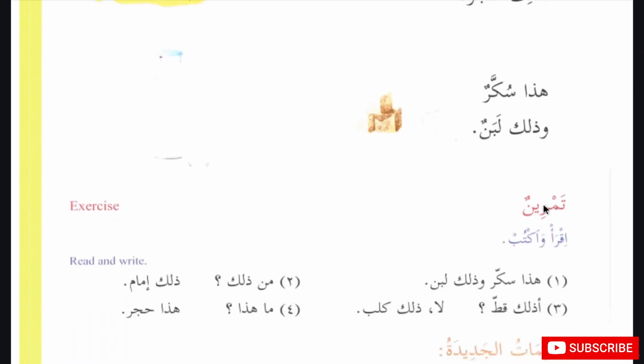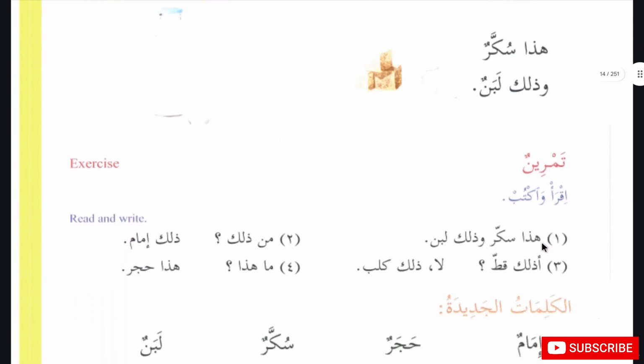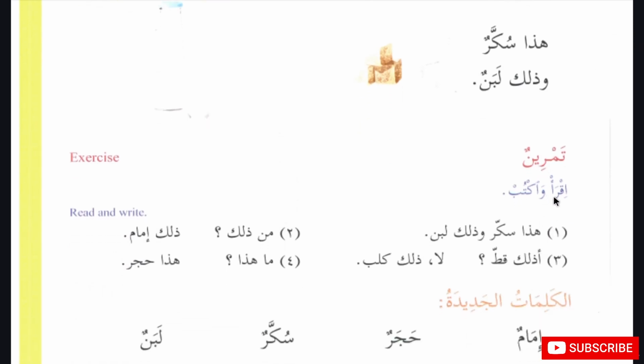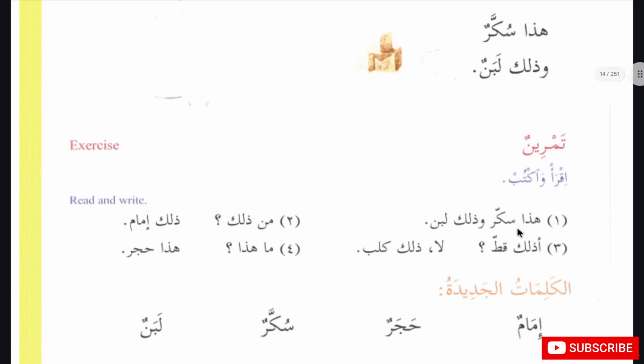So here is a تمرين. اقرأ واكتب. Practice. Read and write. هذا سكر, this is sugar, and that is milk. Is that a cat? No, that's a dog. لا ذلك كلب. من ذلك? Who's that? ذلك إمام. That is an imam. ما هذا? What is this? هذا حجر, this is a stone.